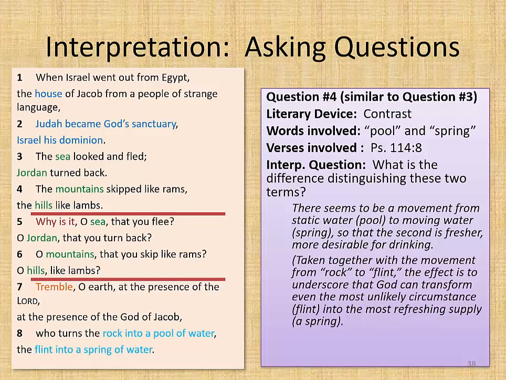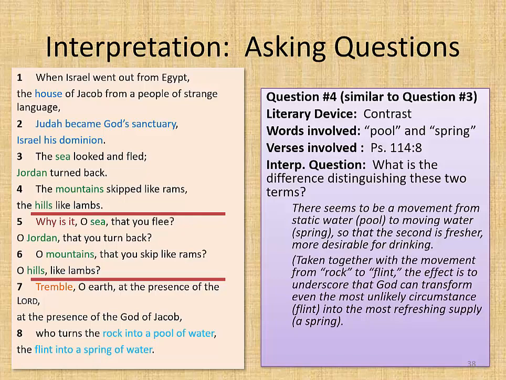Question 4 may resemble something in question 3. We've got a contrast going on between the words pool and spring. Again in verse 8, a similar interpretive question. What's the difference distinguishing these? Pool and spring. Are you detecting that a pool may be stationary and a spring is flowing? If it was up to me, I would be more interested in drinking from the flowing rather than the static pool, which is perhaps going to be stagnant.